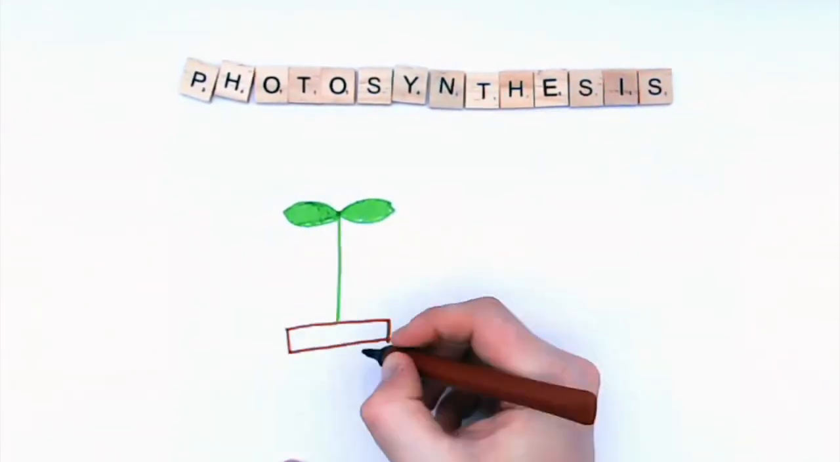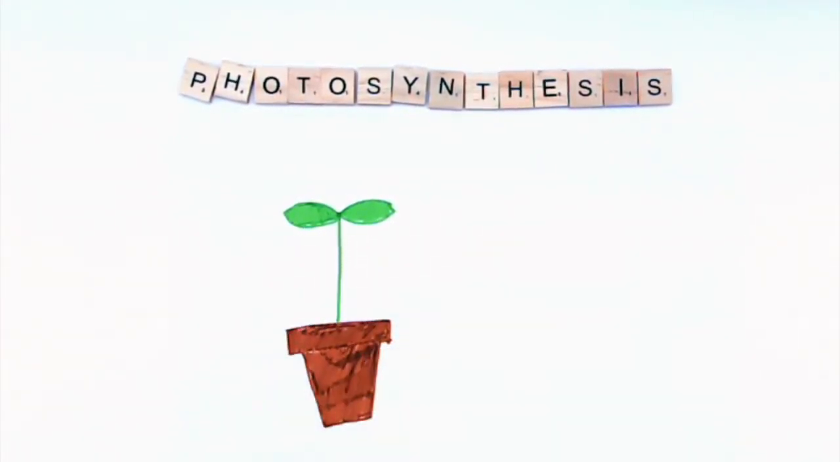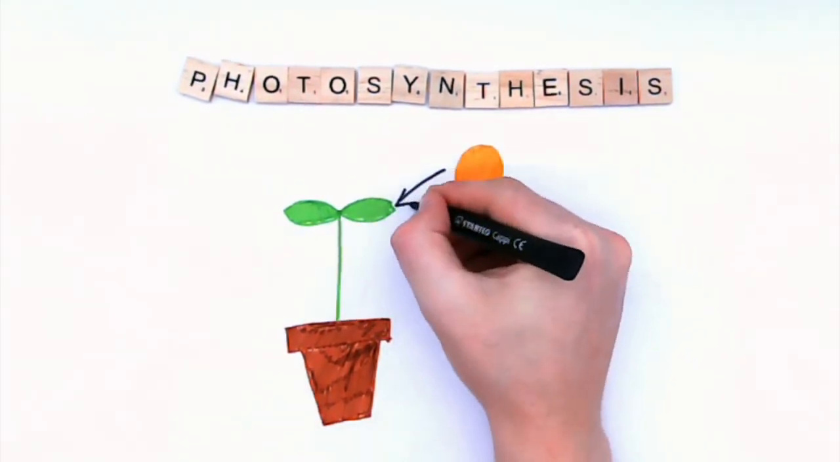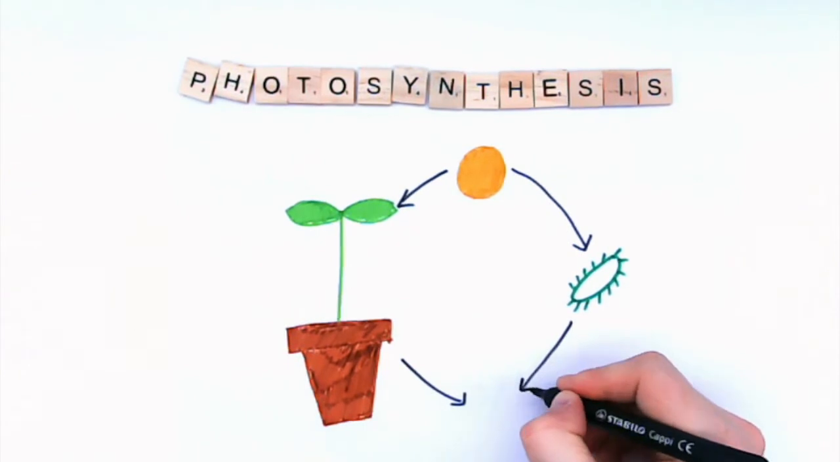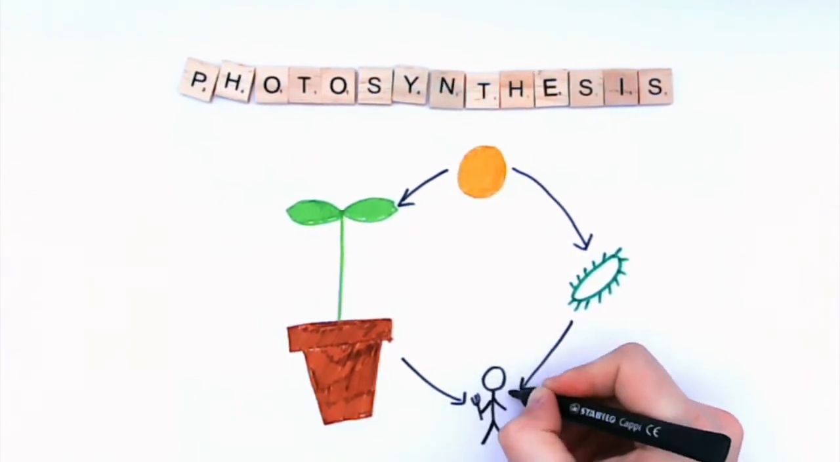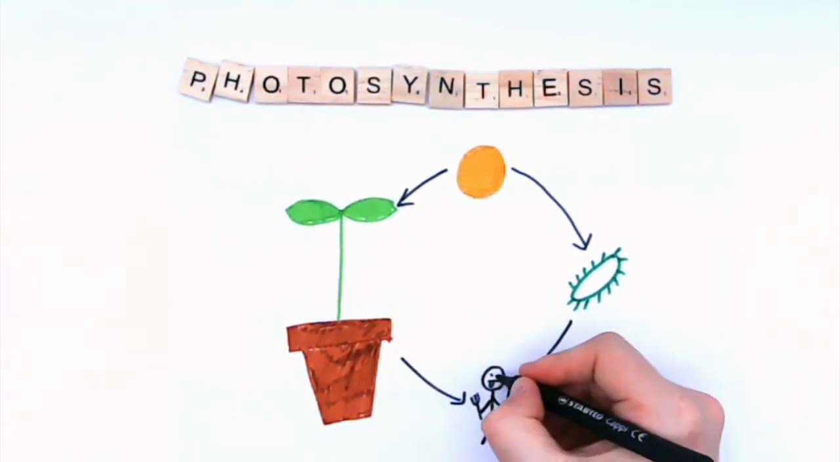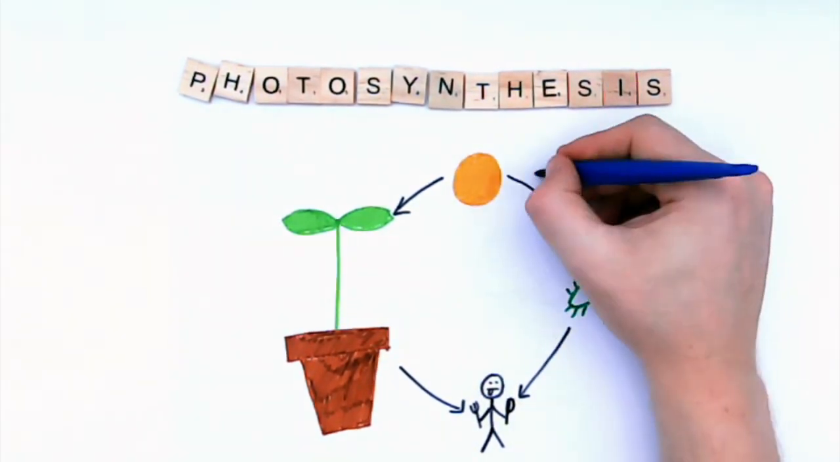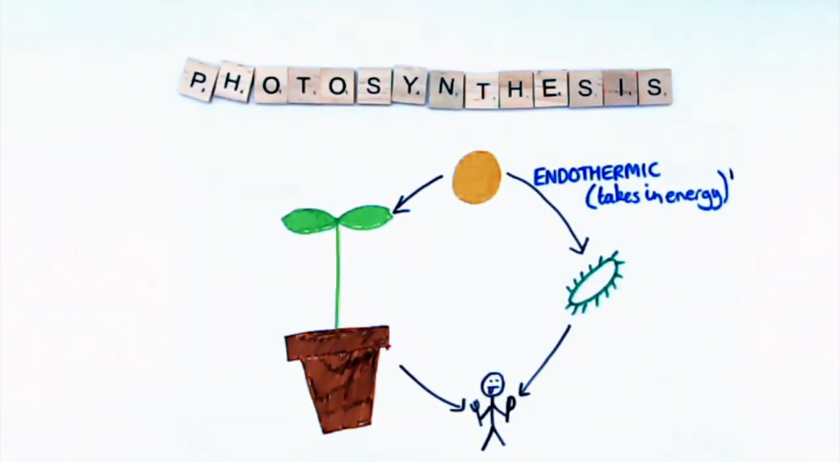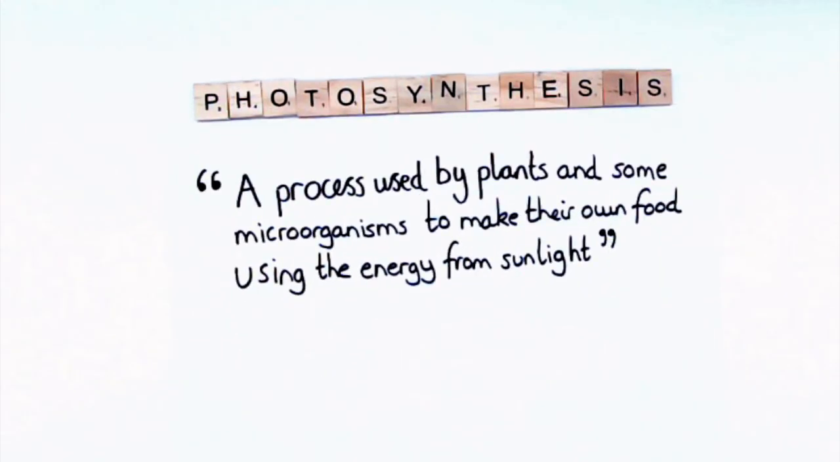Photosynthesis is very important because it enables those plants and other microorganisms to harness that sunlight's energy to grow into new plants and microorganisms, which could then be eaten by other animals or directly by us as humans. So we owe photosynthesis for our own existence. This means that photosynthesis is what we call an endothermic process. That's because it takes in energy in the form of sunlight to occur. So, photosynthesis then, an important process by plants and other microorganisms to make their own food. And it does this using sunlight.